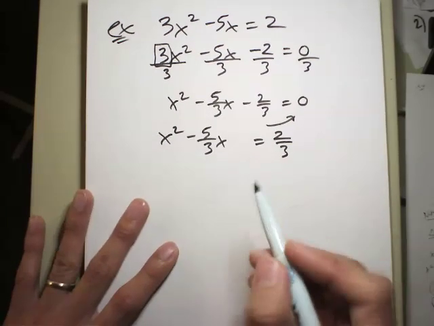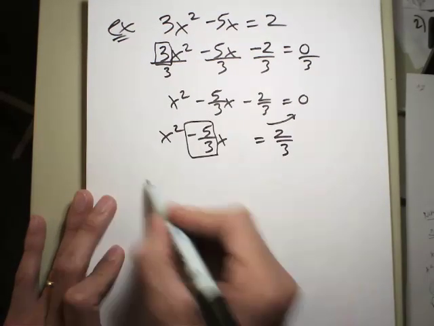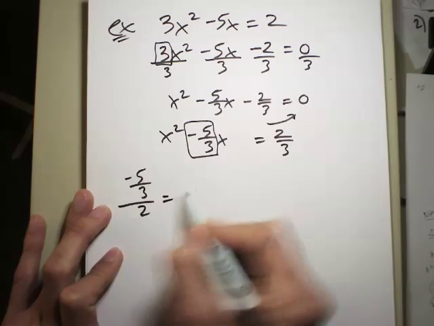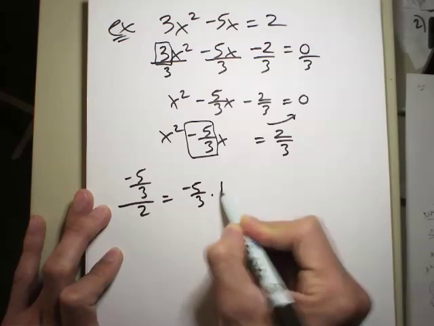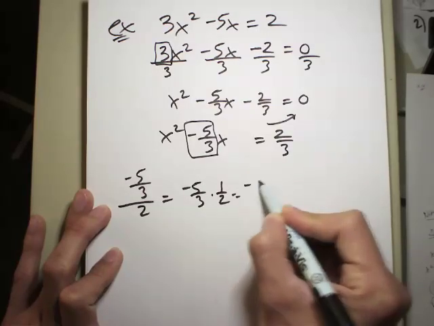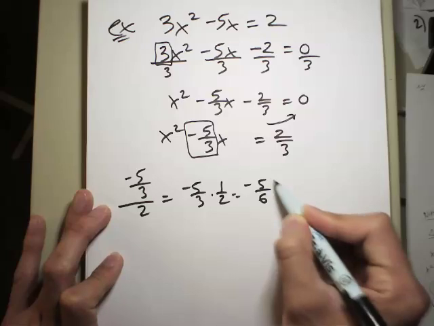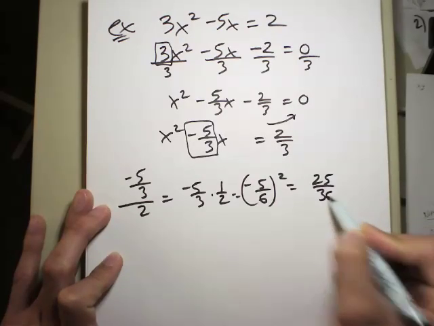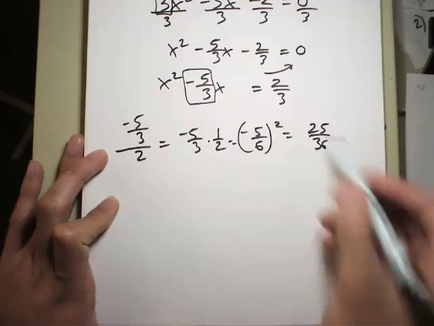So how do we find our new constant? We take the b coefficient, we divide it by 2. Now remember, when divided by 2, we are multiplying by the reciprocal. So what you end up with is negative 5 over 6. And of course, the last step is to square it. You end up with 25 over 36. Okay? So this is our new c.